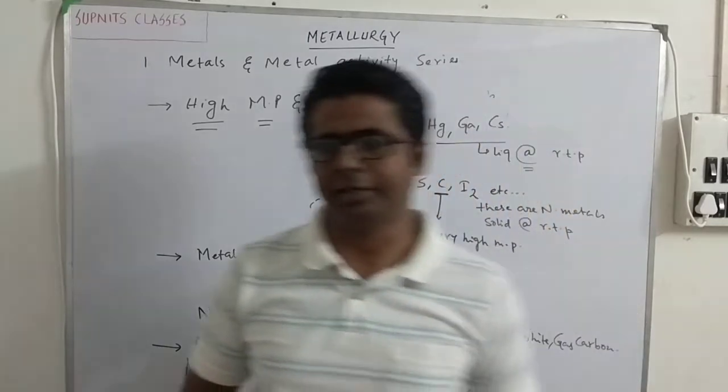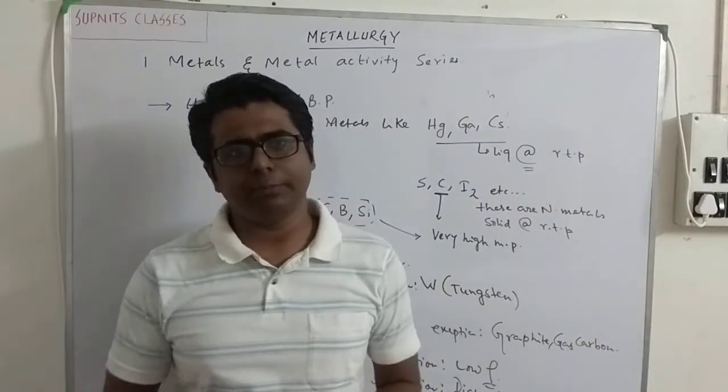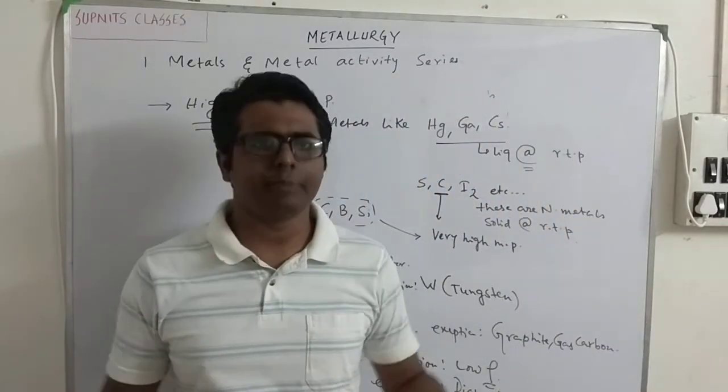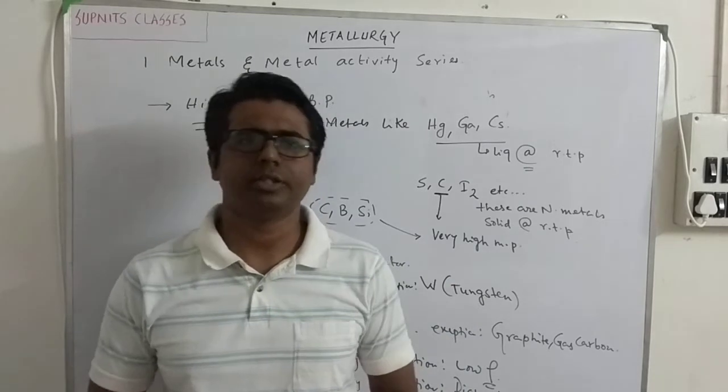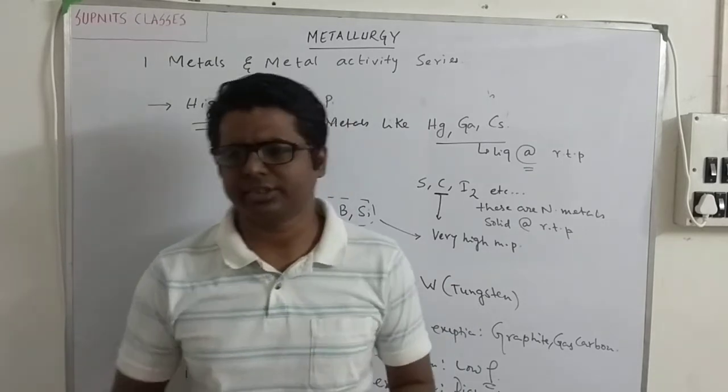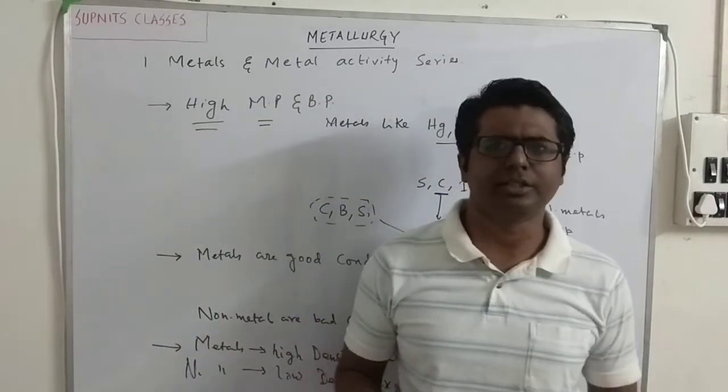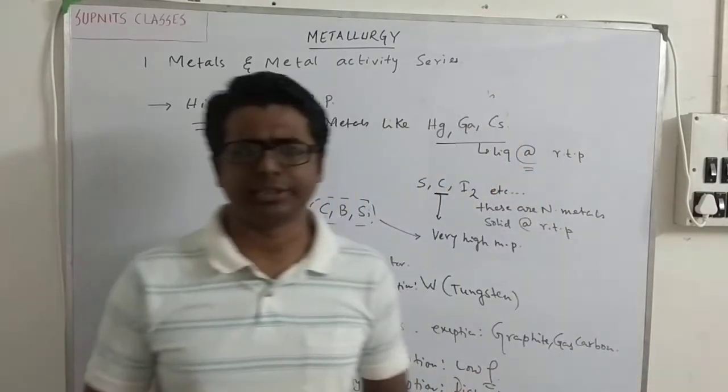It's not that hard. So metals are, first of all, lustrous. Almost every metal is lustrous, except zinc. Zinc is not that lustrous if you see, but still it shines. It's not that it doesn't shine.